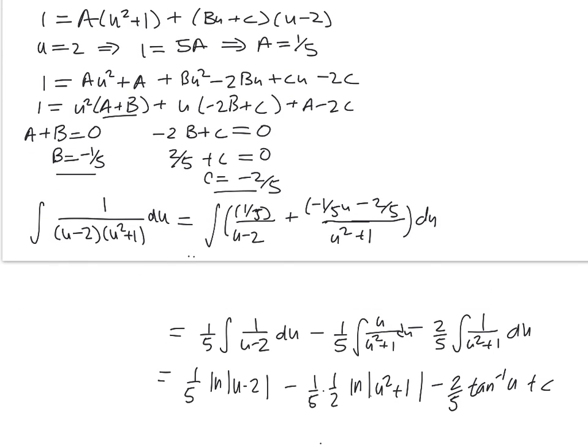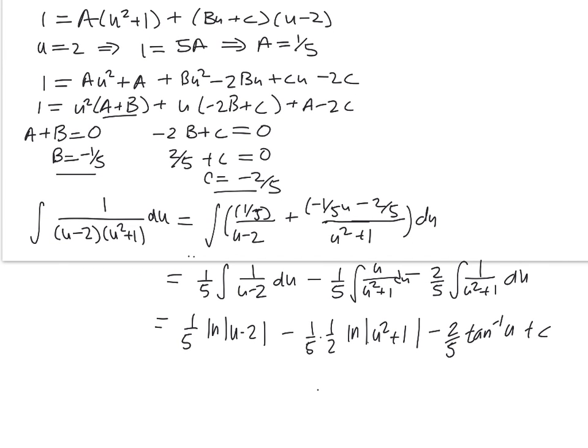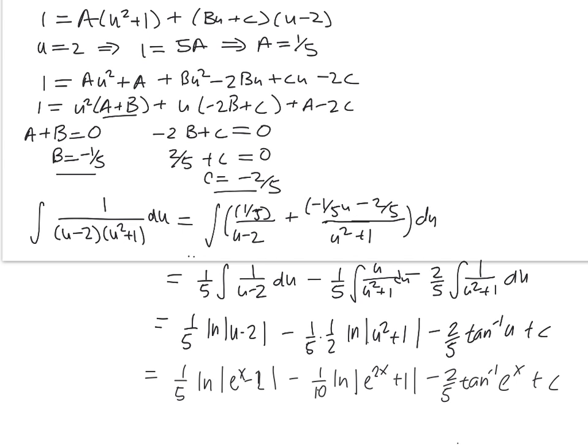And it's really easy to forget that you actually made a substitution way back in the beginning, like 6 minutes ago, so go ahead and plug that in. 1/5 ln absolute value e to the x minus 2, minus 1/10 ln absolute value e to the 2x plus 1, and then minus 2/5 tan inverse e to the x plus C. Holy moly.